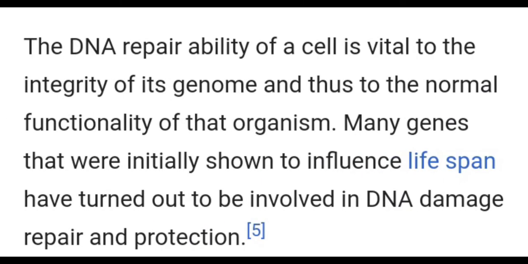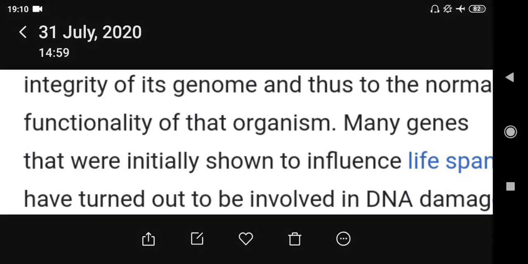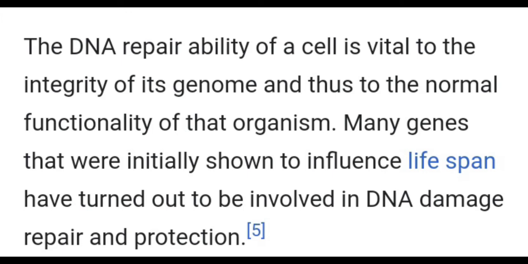That's why it's very important for the cell to repair the damage, because the cell will further divide, and if there is DNA damage due to which it mispairs with wrong bases, then the gene's identity has actually been changed. So the DNA repair ability of a cell is very vital to the integrity of its genome, and thus to the normal functionality of that organism.